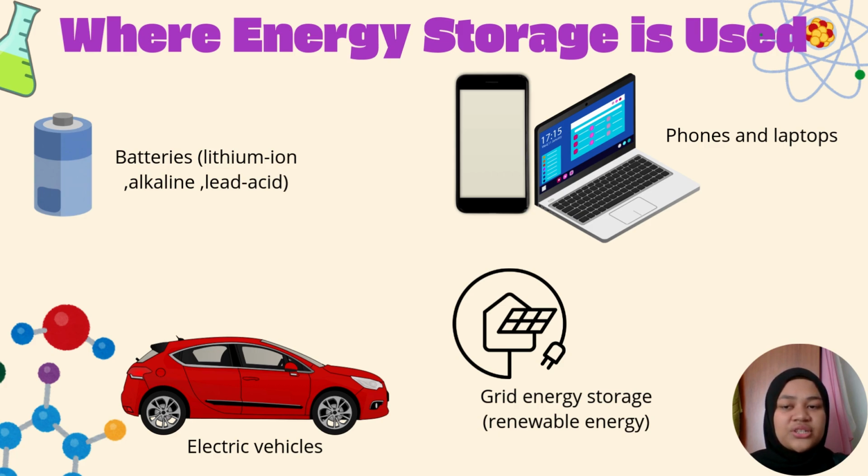Next, transportation, for example electric cars, electric buses, and trains. Batteries store energy to power motors, and energy storage allows vehicles to operate without fossil fuel. Some vehicles store energy from regenerative braking. Next, the power grid, for example grid-scale batteries and pumped hydro, which store energy during low demand and release energy during peak demand, and help stabilize the voltage and frequency of the grid.